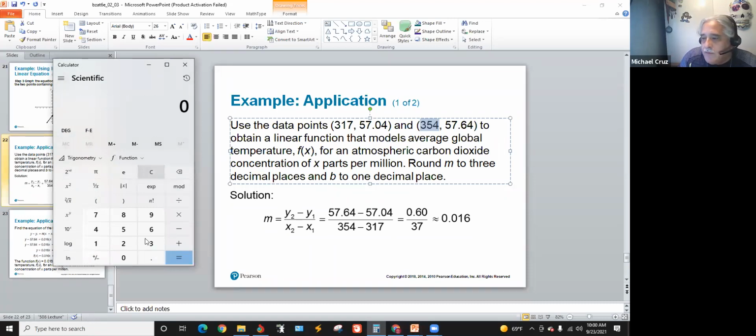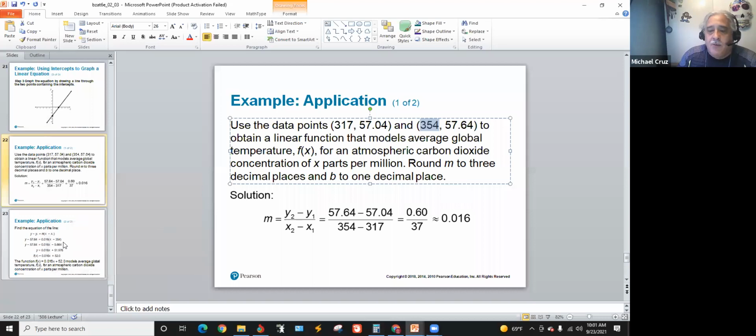hold on a second, what did I do? 0.6, yeah, 0.016, okay? So that's an almost flat slope, very close to zero. Remember that a horizontal line has slope of zero. So this is about 2/100ths actually. The slope is very minimal. All right, so now we've got that slope.